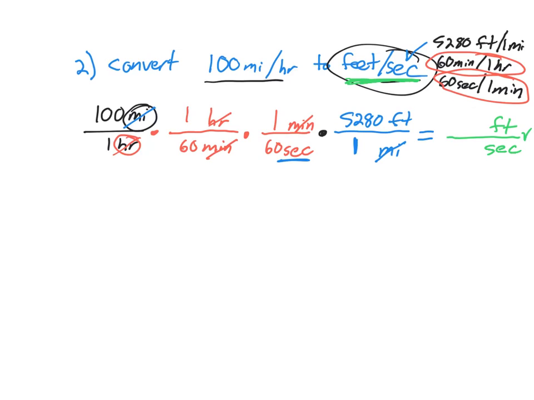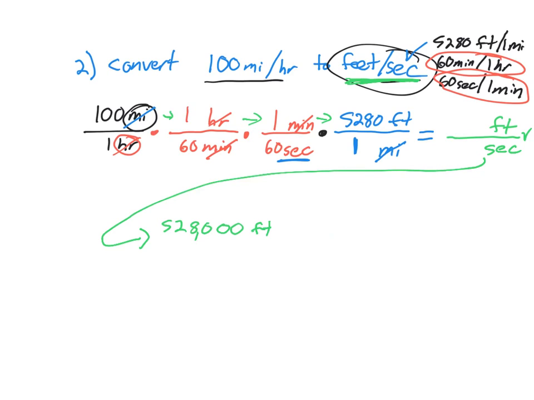And just because I'm running out of room, I'm going to bring this down here. So we multiply out 100 times 1 times 1 times 5,280. Well, the nice thing about 100 is all you have to do is add 2 zeros. So we get 528,000 feet on the top. 1 times 60 times 60 times 1. Well, 6 times 6 is 36, and then you just add 2 zeros, and we've got seconds on the bottom. So we get 528,000 feet over 3,600 seconds, and this is not a fully simplified fraction.